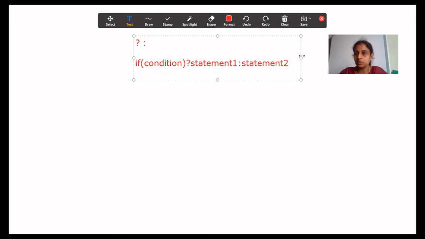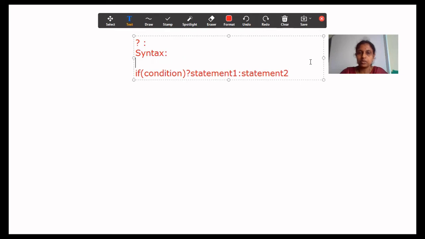You can also write this down in your notebook. Actually, these notes are not given in the material I have seen. Give the heading conditional operator. The symbol used is question mark and colon. The format for that, in computer terms, we call the syntax. The syntax is: give a condition. If the condition is true, statement 1 is executed. If the condition is false, statement 2 is executed.